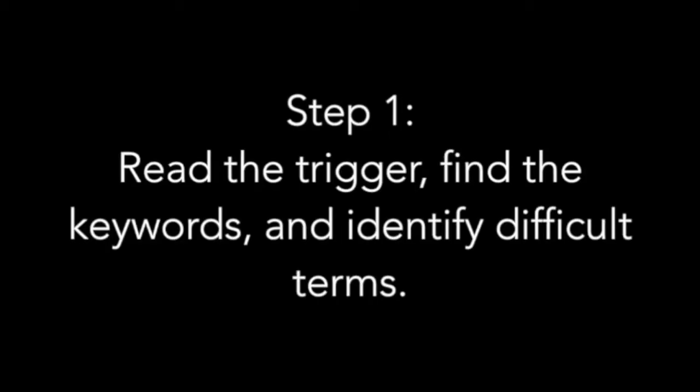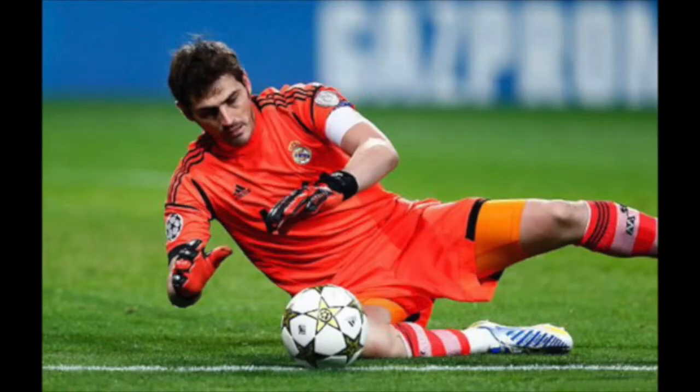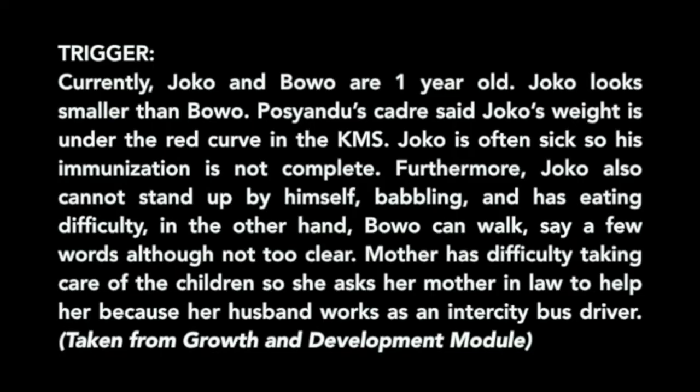Step 1. Read the trigger, find the keywords, and identify difficult terms. Wait, what's a trigger? Can you guess? Is this one? No! This one? No! Oh, I know. It's this one. That's a keeper! It's this one. This is a trigger, and it will be given before the discussion.